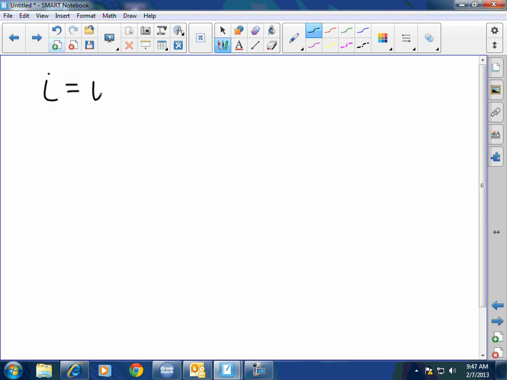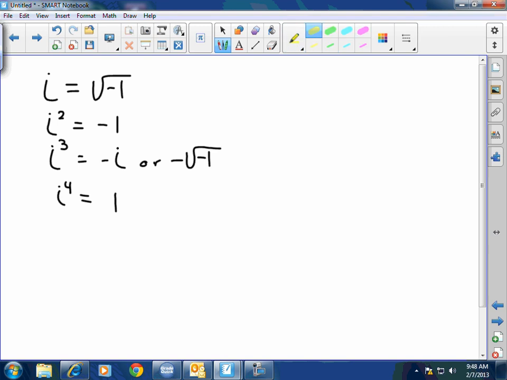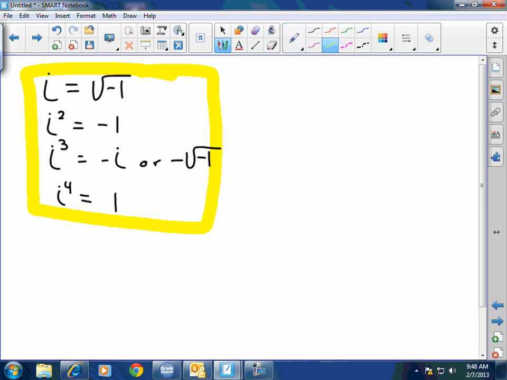i equals the square root of negative 1. i squared equals negative 1. i cubed equals negative i, or negative square root of negative 1. That's what negative i is. And then i to the fourth would be positive 1. You must memorize this, okay? This is really important for you guys to memorize, and I'm going to explain why in just a second.